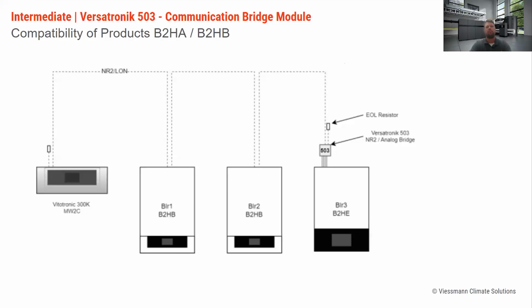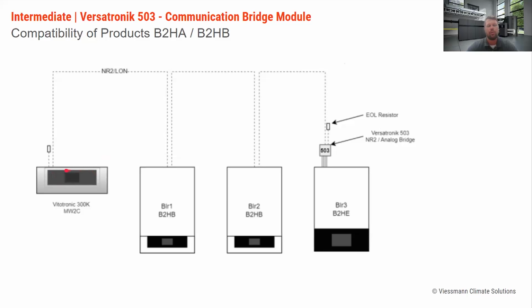Now, what we would do if it's a B2HB, I guess it could also be a B2HA, again, still a current boiler, so you'd probably replace a B2HA with a new B2HA, but maybe there's mitigating circumstances, so we could add a B2HE into that package in that cascade system.